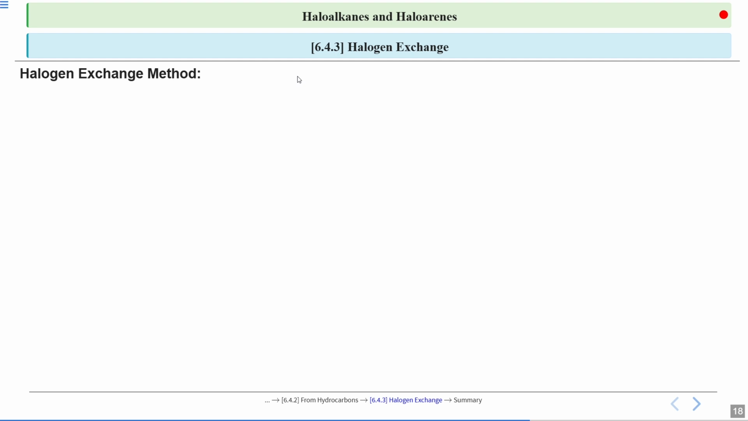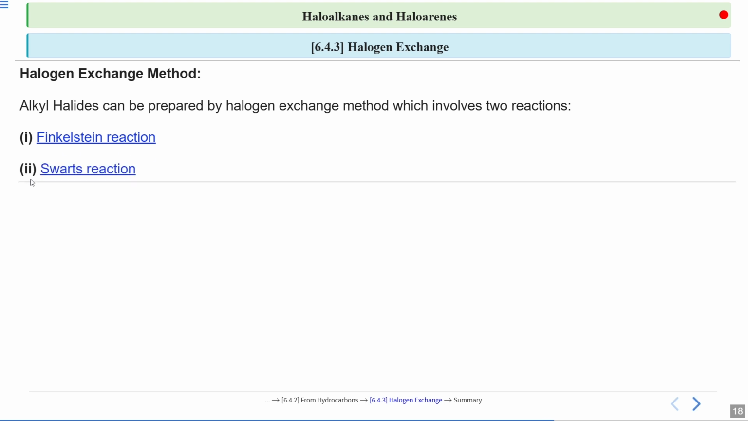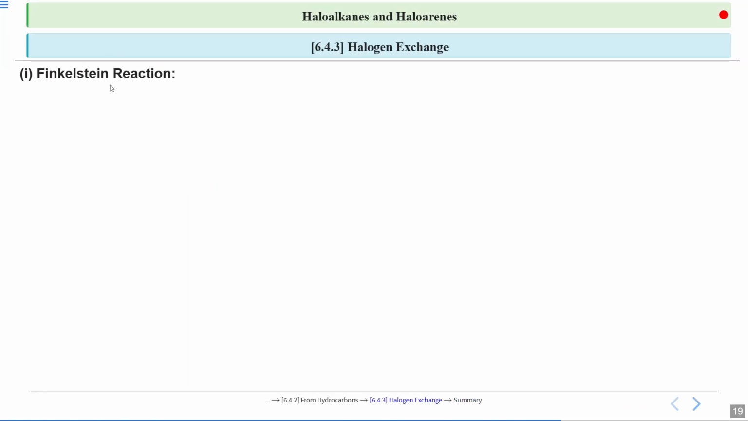Let's see the third major method of preparation of haloalkanes, section 6.4.3, halogen exchange. Alkyl halides can be prepared by the halogen exchange method, which involves two reactions. First is the Finkelstein reaction and the second is the Swarts reaction. Let's see them one by one. First of all, let's cover the Finkelstein reaction.